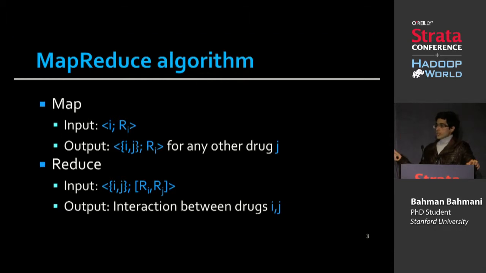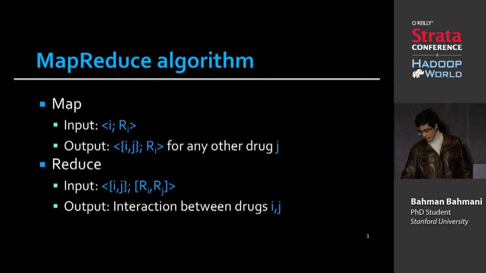And then what the reducer receives after the shuffle happens is that for each pair of drugs I and J, it receives the value which includes the record for drug I and drug J, and it just computes the interaction between them and outputs it.